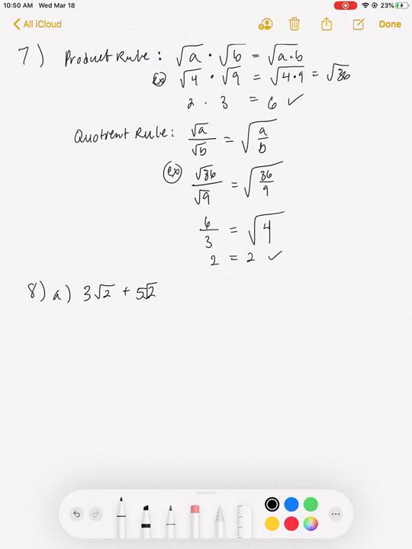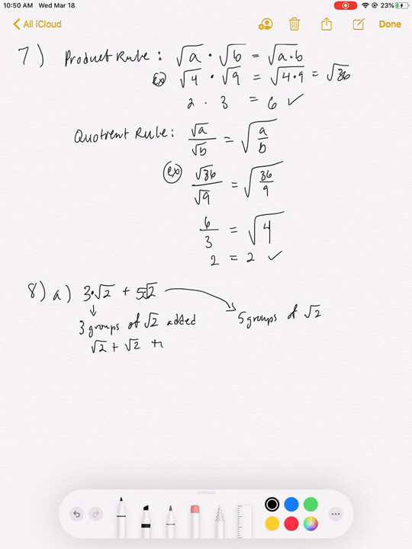Make it simpler. That's 3 multiplied by the square root of 2, and 5 multiplied by the square root of 2. Using the definition of multiplication, this right here is 3 groups of square root 2 added together, and this one right here is 5 groups of square root 2 added together. If I write all those out, it's square root 2 plus square root 2 plus square root 2. That's 3 groups of square root 2 there, and this is 5 groups of square root 2.